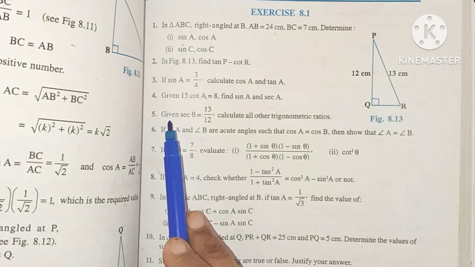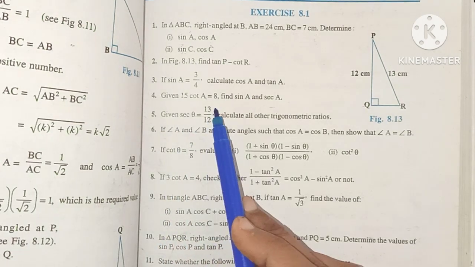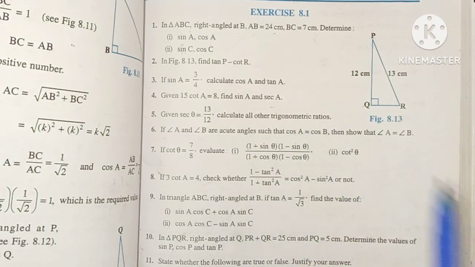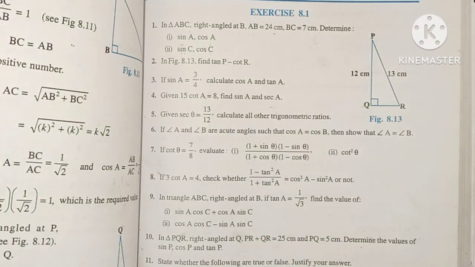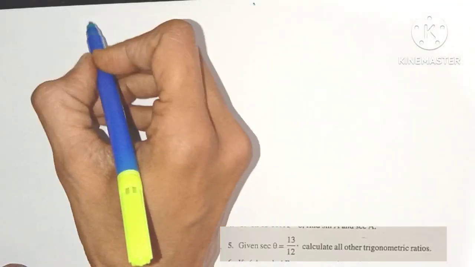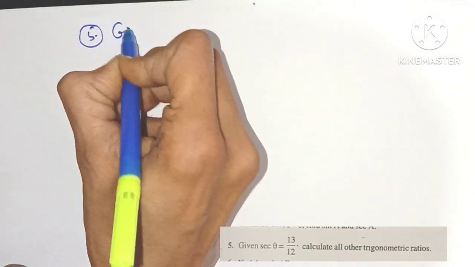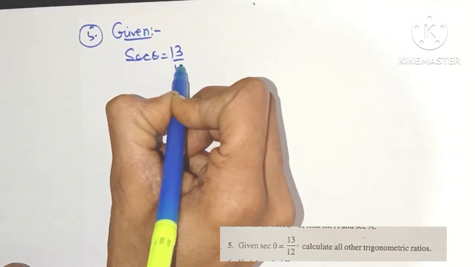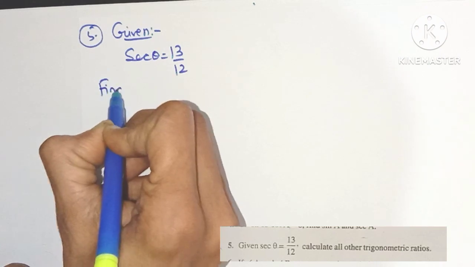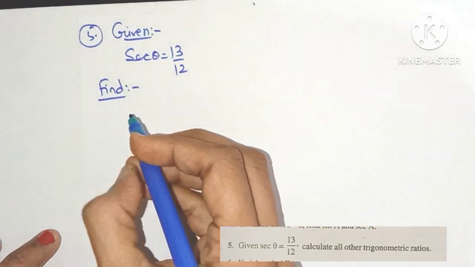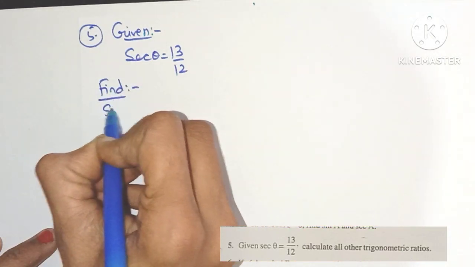Here is the fifth question. Given sec theta equal to 13 by 12, you have to calculate all other trigonometric ratios. Only one of them is given to us. So let's write the given data. It's given that sec theta is 13 by 12. And we have to find all the trigonometric ratios, friends. So shall we write all the ratios just so that we don't miss any out?